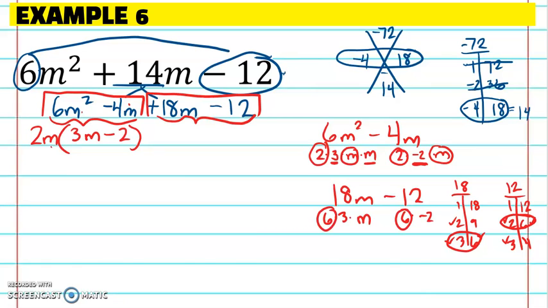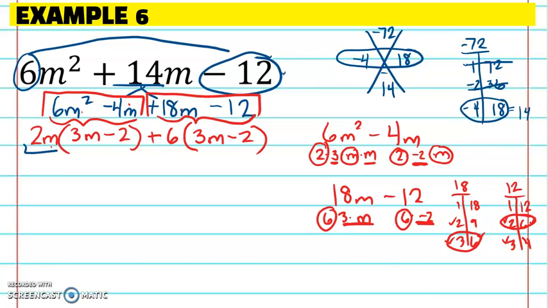Okay, they have a 6, so I'm going to do plus 6. And then how do I multiply so it's still 18m minus 12? Well, 6 times 3m gets me 18m. 6 times negative 2 is negative 12. So I still have equivalency.